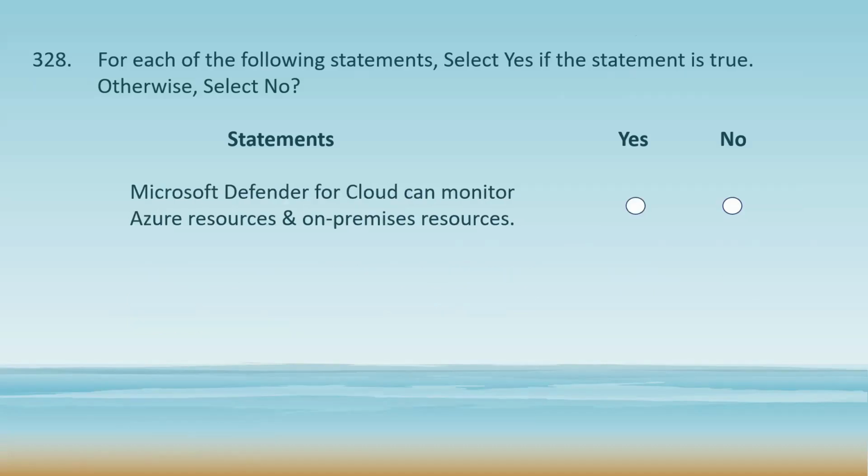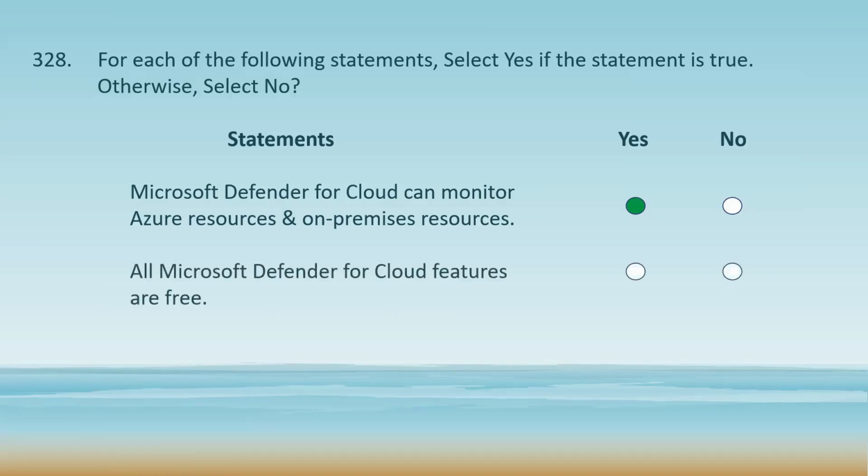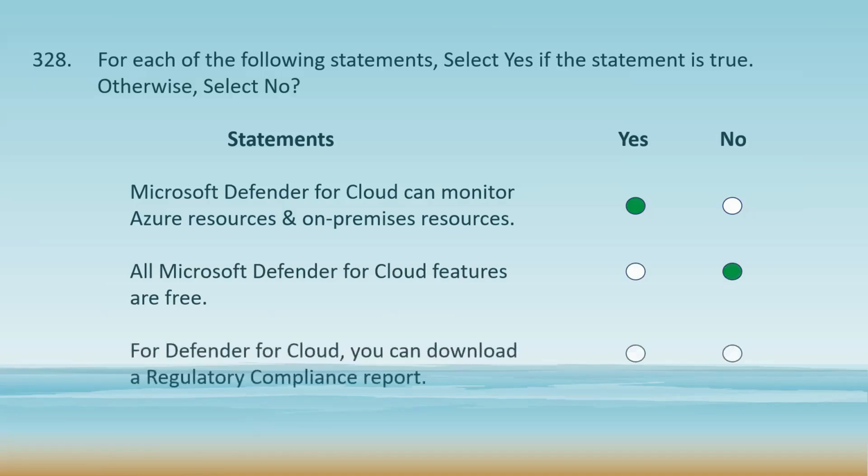And the first statement is: Microsoft Defender for Cloud can monitor Azure resources and on-premise resources. This statement is correct, my friends. We will go through the Microsoft documentation shortly to understand and validate these statements in detail. And the second statement is: all Microsoft Defender for Cloud features are free. This statement is incorrect. Let's look at the third statement: for Defender for Cloud, you can download a regulatory compliance report. This statement is correct.